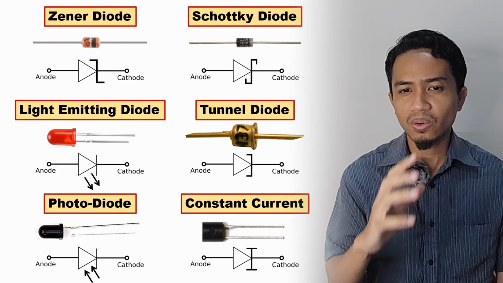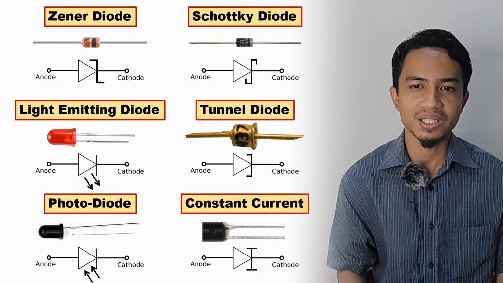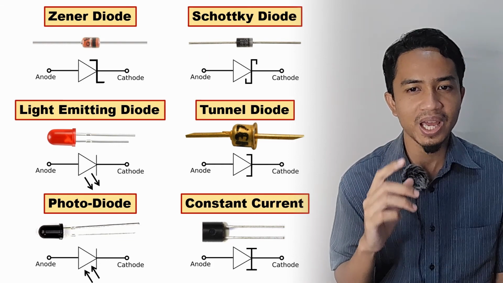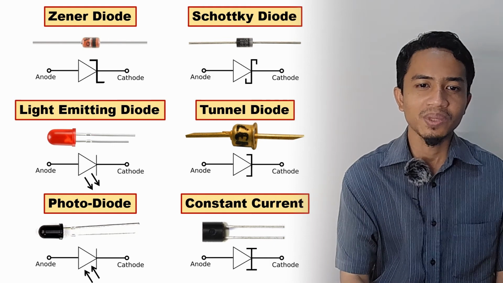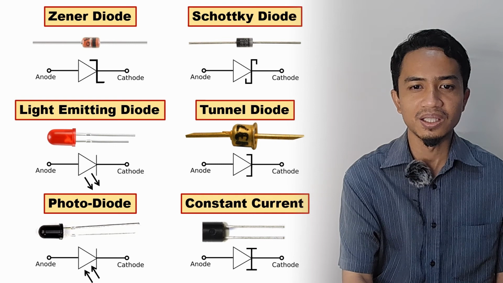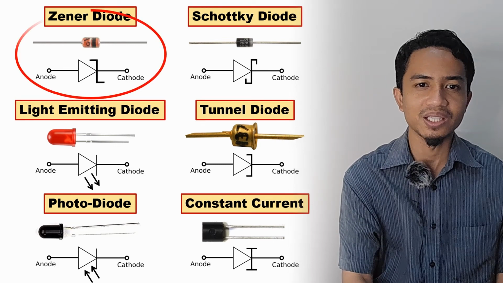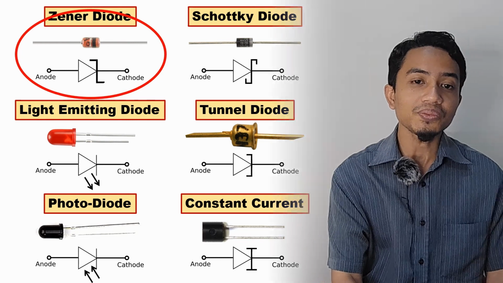All diodes and all symbols are based on the same basic symbol and basic principle that has been explained here. In this course, we will only cover the basic diode operation in chapter 2 and the Zener diode in chapter 3. So stay tuned for the next video.